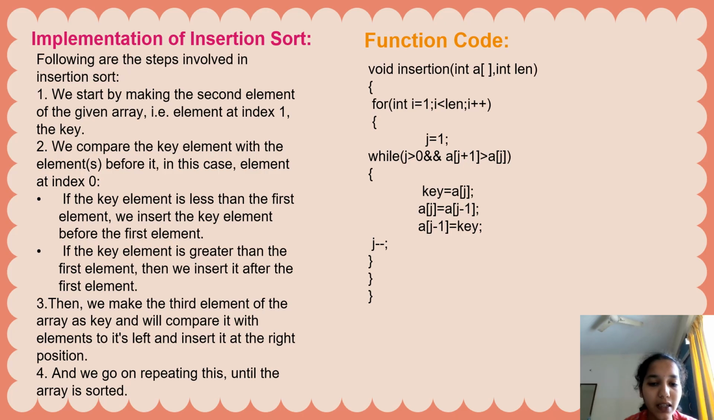Then we make the third element of the array the key, and we compare it with the elements to its left and insert it at the right position, and we go on repeating this until the array is sorted.